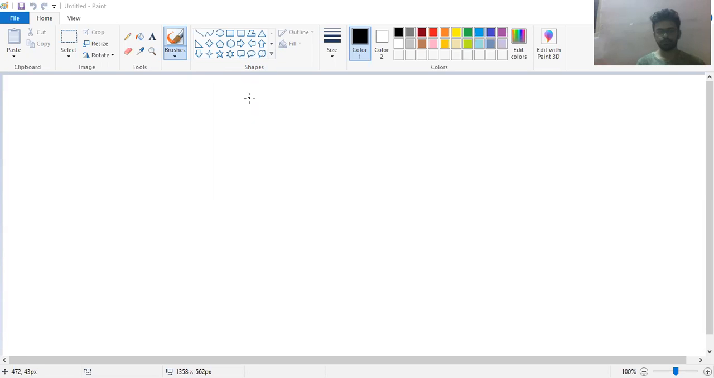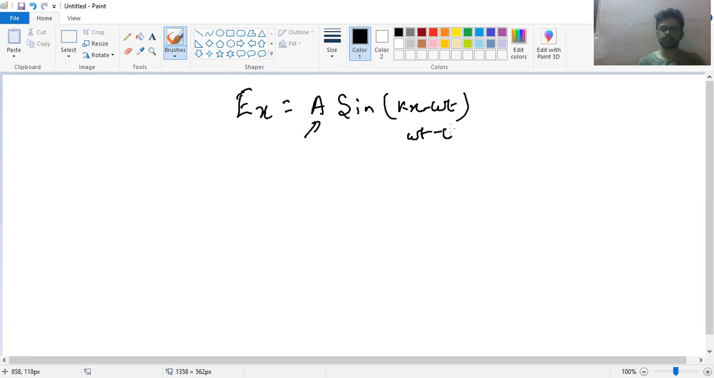We were talking about this wave, right? This wave equation. Suppose there is an electric field which is propagating along the x-axis, and the equation of a wave is always given as amplitude into sine of something. This is the amplitude, okay? Amplitude into sine of some angle, kx minus omega t, or omega t minus theta, something like that, right?